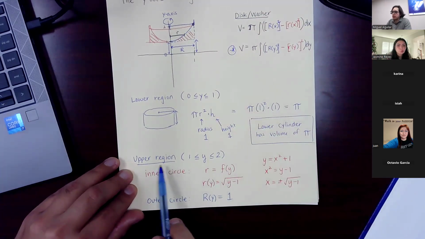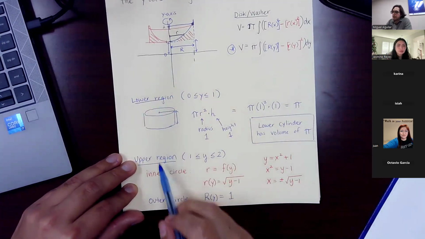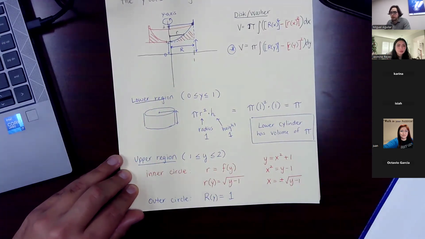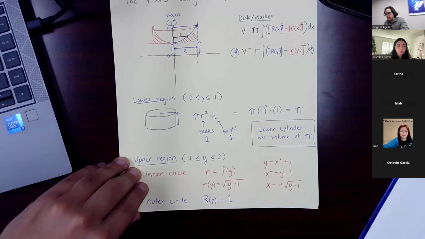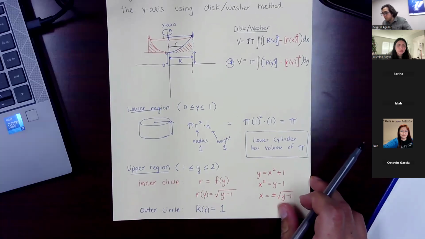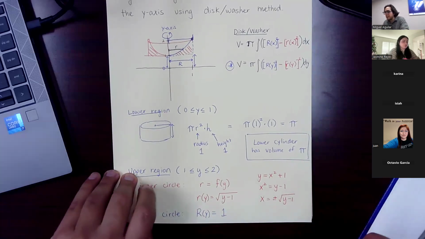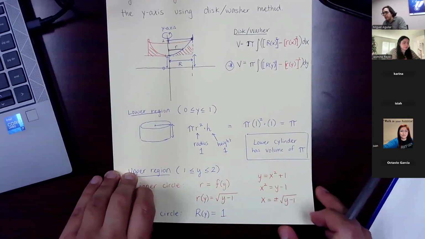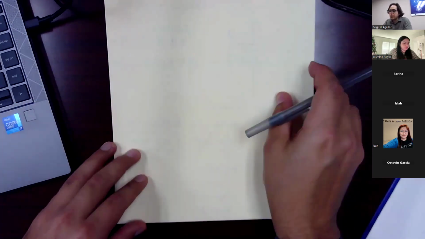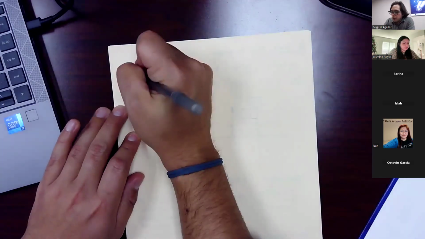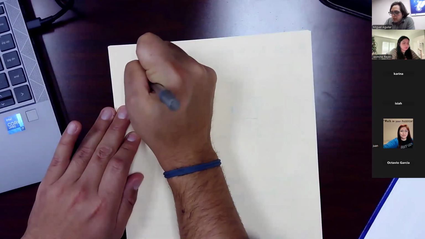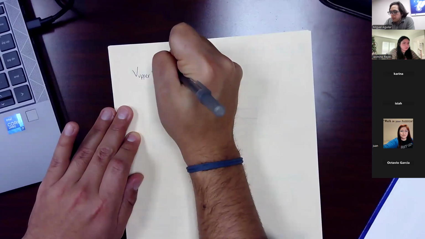Once we find the volume of the upper region, we can add that volume to the lower region, which we already found here. Okay, so I'm going to go ahead and do that, and this is being recorded for posterity. So if this isn't making any sense, if I'm dragging you guys through it, then hopefully you can make sense of it later.